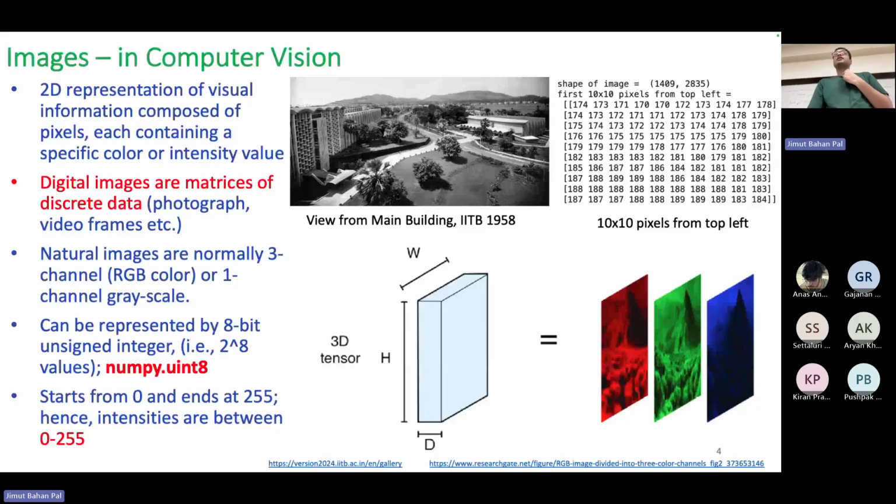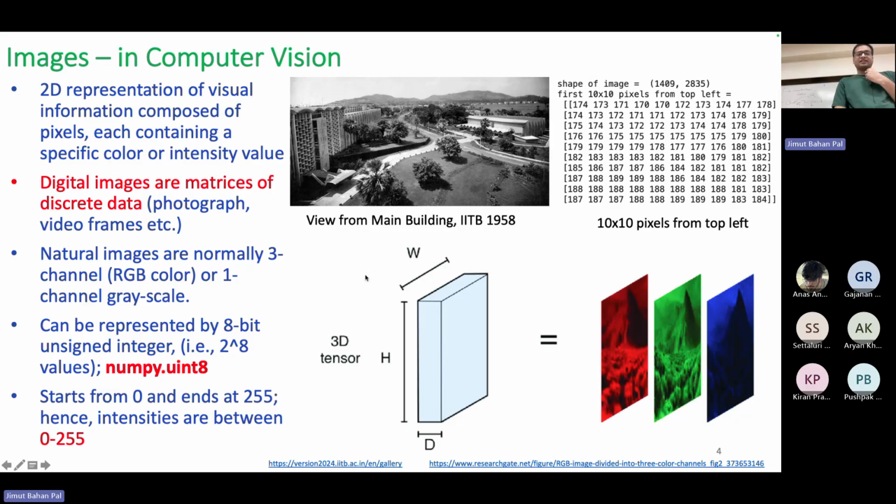So what are images? How many of you have done CNNs before? Okay. Images are 2D representations of visual information composed of pixels, each containing a specific color or intensity value. For example, this image of the main building in grayscale will have a 2D matrix as its representation. Digital images are matrices of discrete data, for example, photographs, video frames, etc.